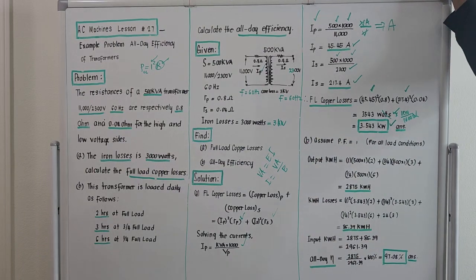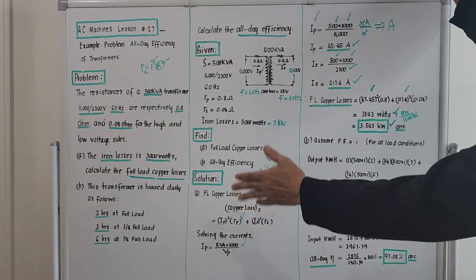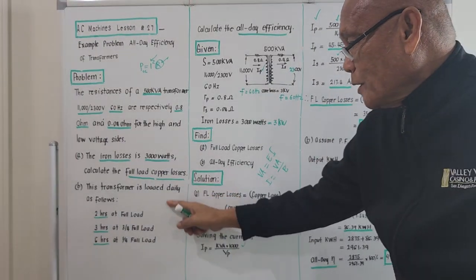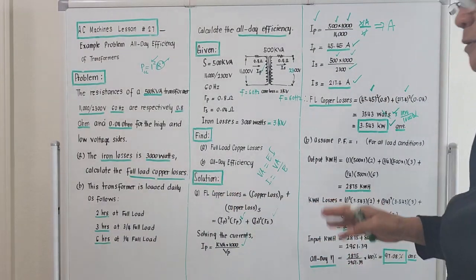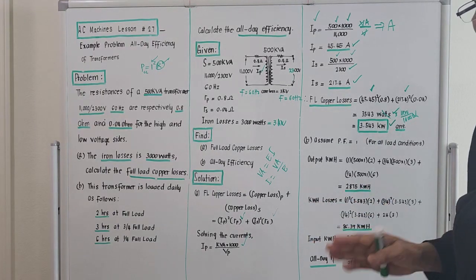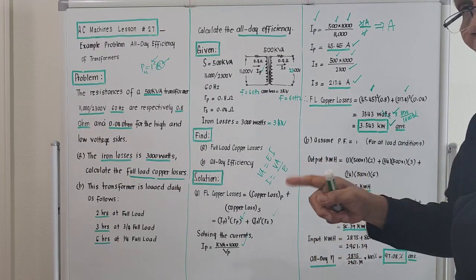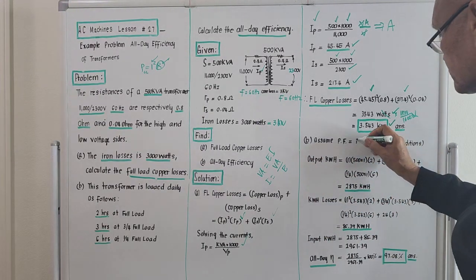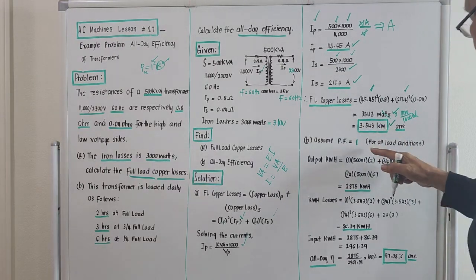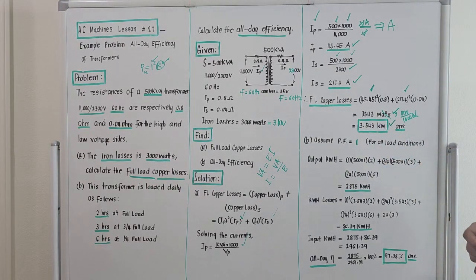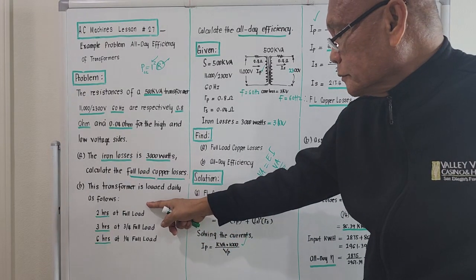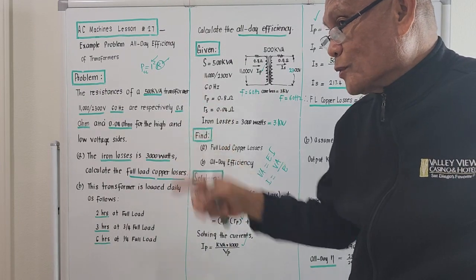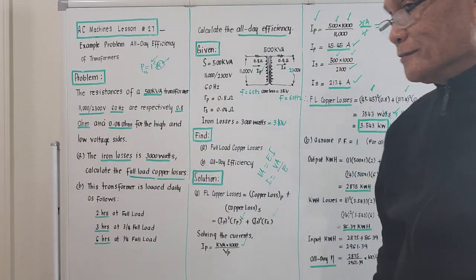Letter B. We are just given the apparent power, but for the loadings, the problem didn't specify the power factor. So to be on the safe side, we will assume that the power factor is unity, or 1. So I place it here, assume power factor is equal to 1, for all load conditions. Meaning, at full load, 3/4 full load and 1/4 full load, we use a power factor equal to 1 to be on the safe side, because it was not given.